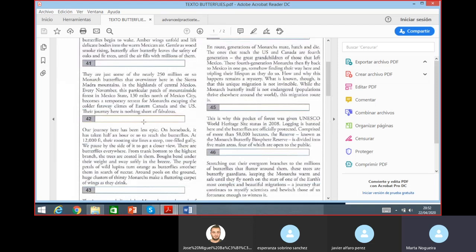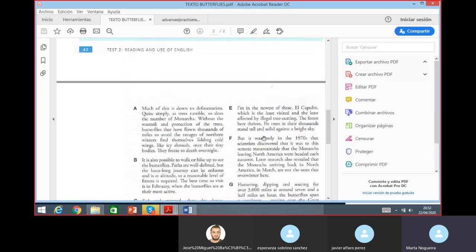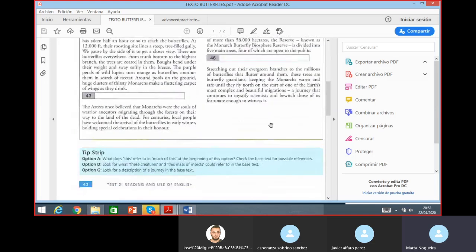42 is letter, let me see. It says their journey here is nothing short. Very good, Jose, G. Very good. It's G because it says about the, you see, what they have to do. They pass over the Great Lakes, prairies, deserts, mountain ranges, cities and motorways, etc. Very good. 43, it says, let me read it.